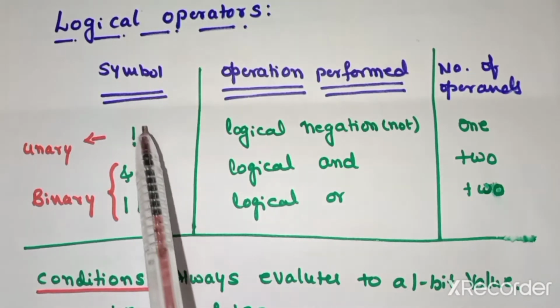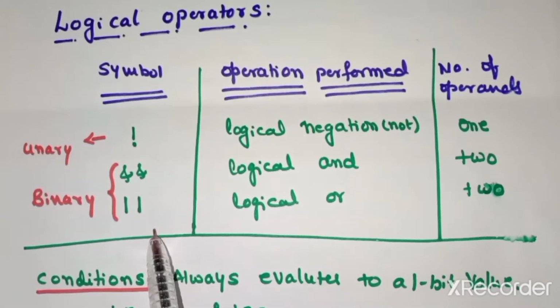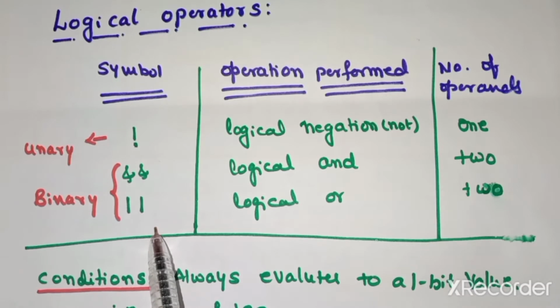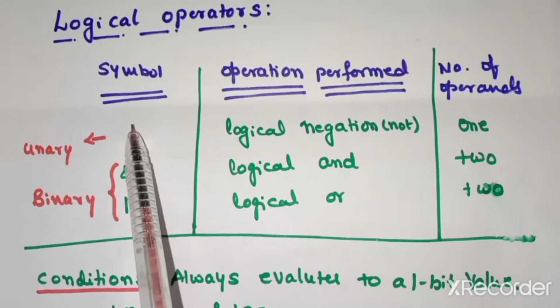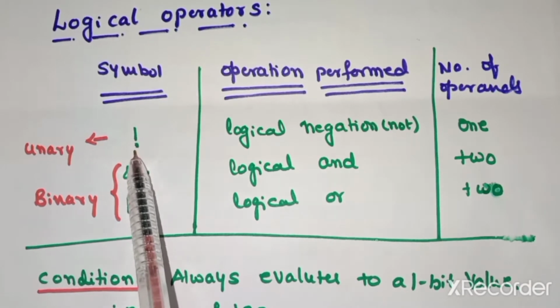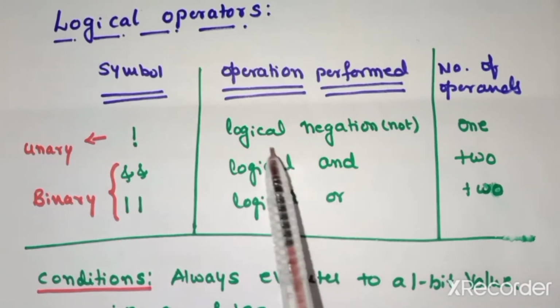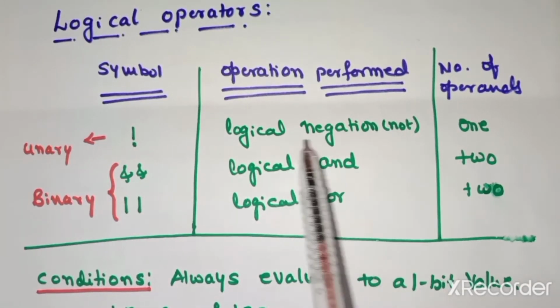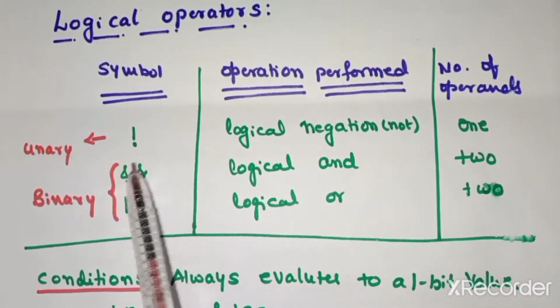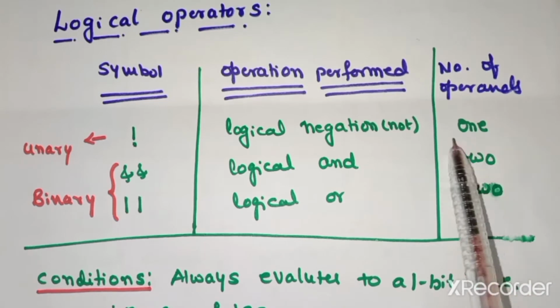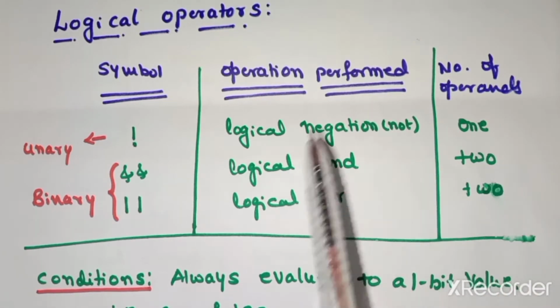There are three main logical operators in Verilog. The first one, written as an exclamation mark, is called the logical NOT or logical negation. How many operands does it require? It requires only one operand.